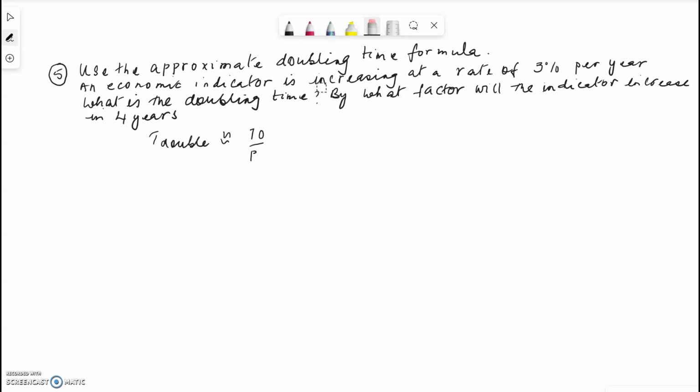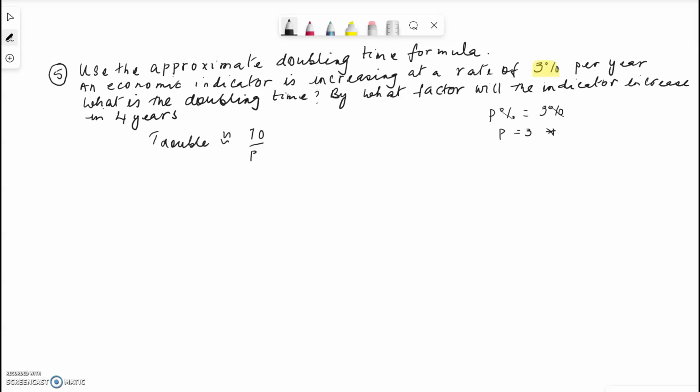An economic indicator is increasing at a rate of 3% per year. So the growth rate is 3% per year. Let's write this down. P% is equal to 3%. Notice that the percents kind of cancel, so P is equal to 3.